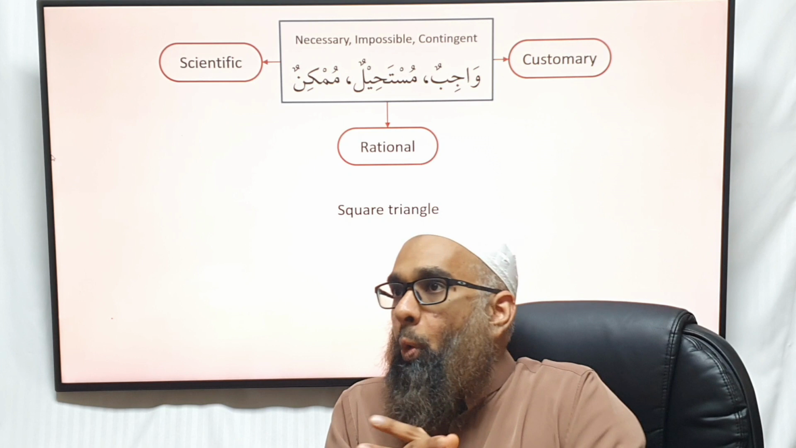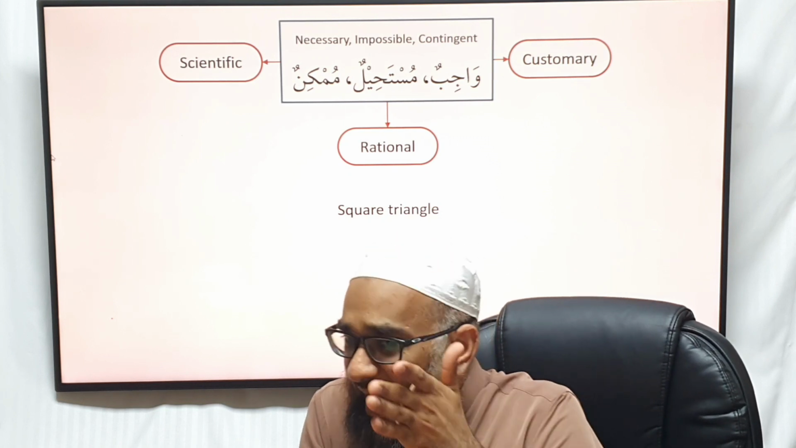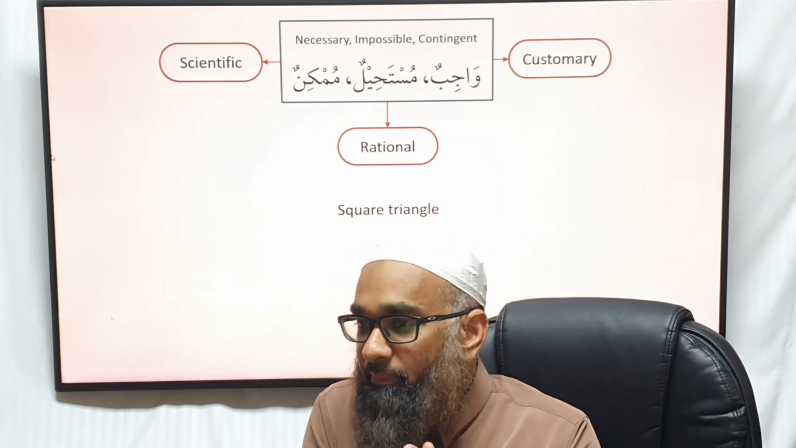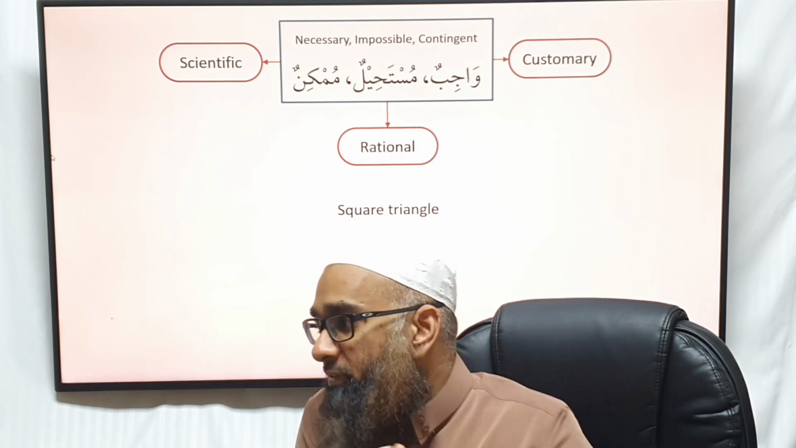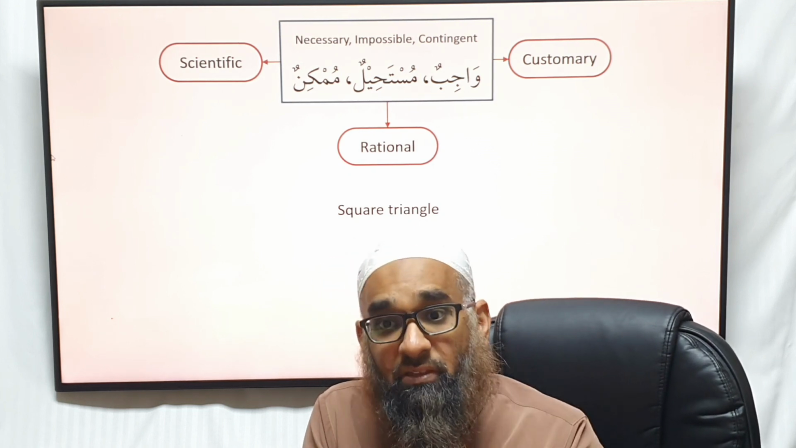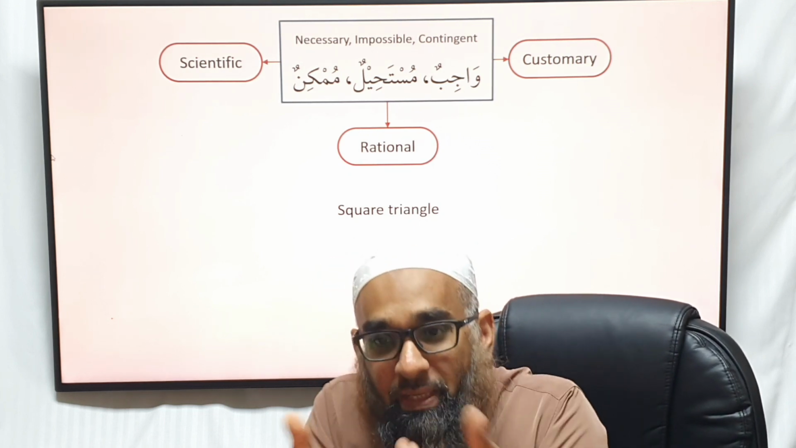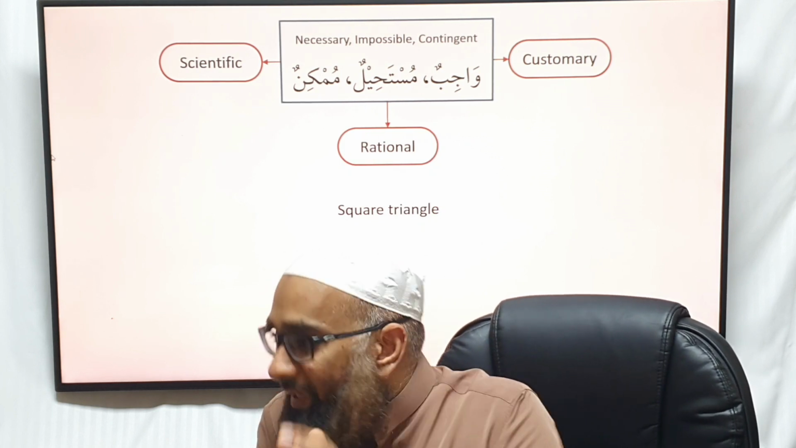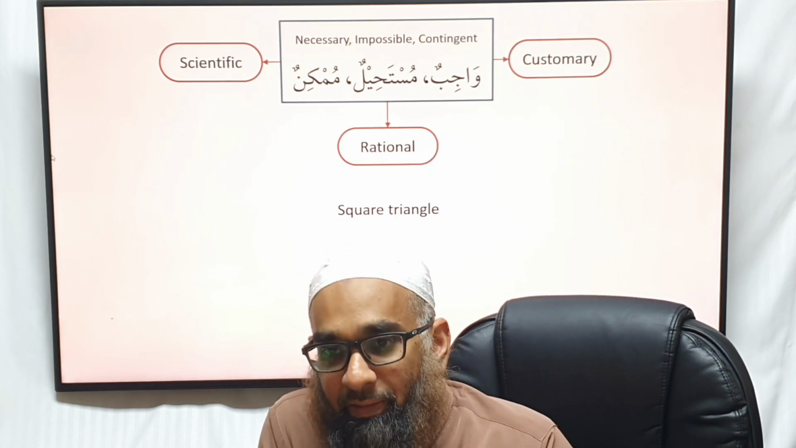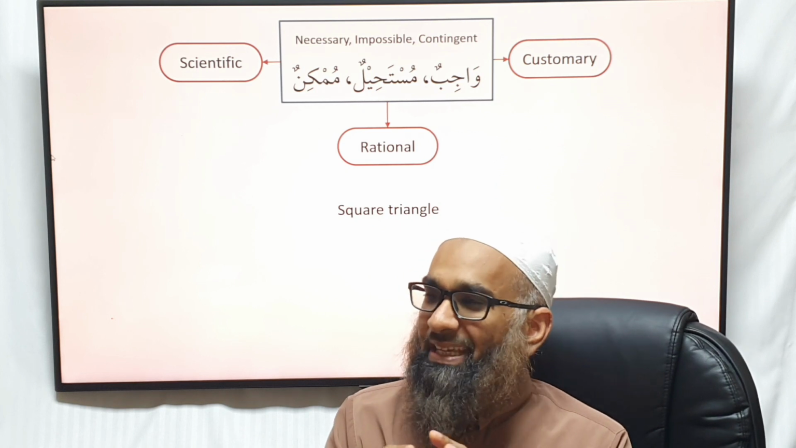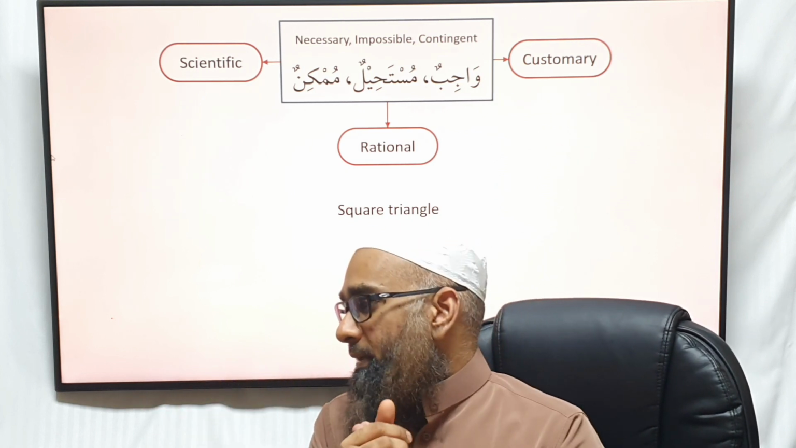Let's say, for example, when Allah created the world, did it have to be that water was 100 degrees? If Allah wanted, He could make it 105 degrees, or 90 degrees, or 10 degrees. It didn't have to be as such. That was Allah's way of making things, and we're just discovering these ways.